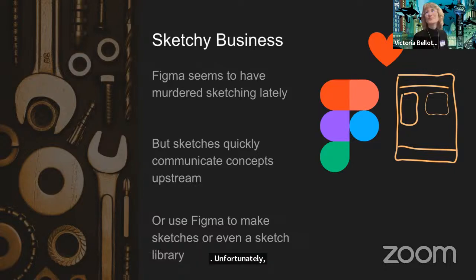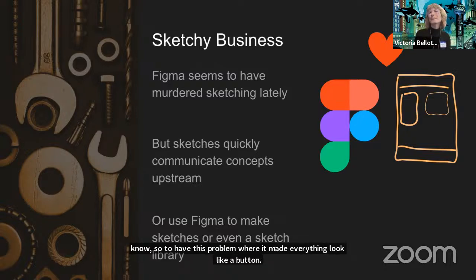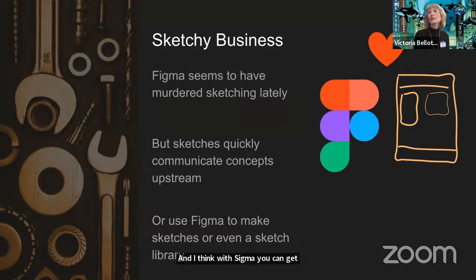Yeah, Balsamiq used to have this problem where it made everything look like a button. And I think with Figma, you can get into this rut of letting its affordances direct your designing. And I love the way you put that. That's the danger that I could do it. Also, yeah, that's right.